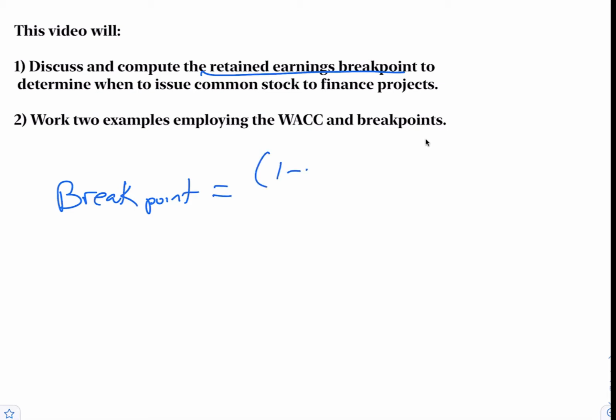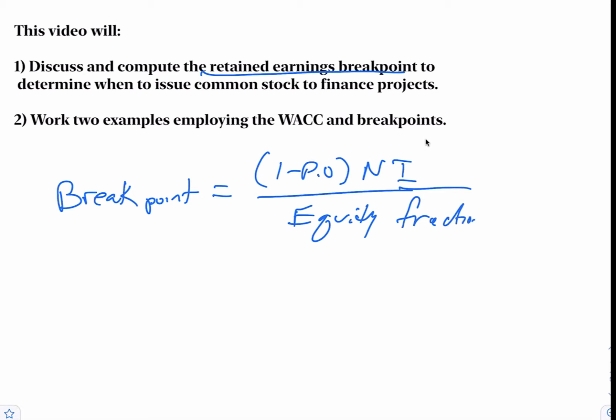It's going to be 1 minus the payout ratio times net income, divided by the equity share, which is the equity fraction. This is your target capital structure percentage for equity, common stock. This is 1 minus your payout ratio here. And remember what payout ratio is: it's your dividends per share divided by your earnings per share. It's the percent you pay out of your earnings in the form of dividends.